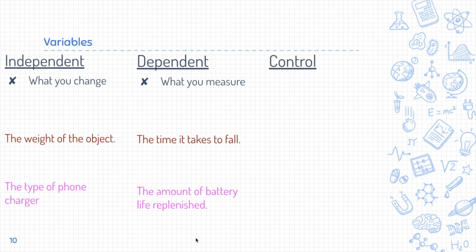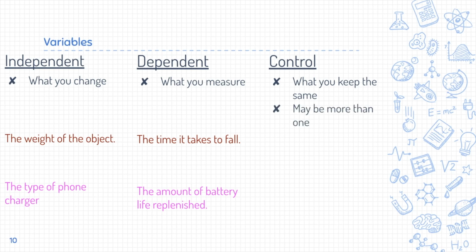I'm using. The last variable that you're going to be looking for is your control variable, or should I say control variables, because there may be more than one. It's what you keep the same in each experiment. The reason why you're keeping it the same is so that your experiment stays fair. And like I said, there may be more than one.